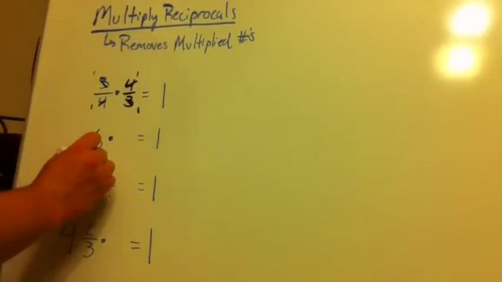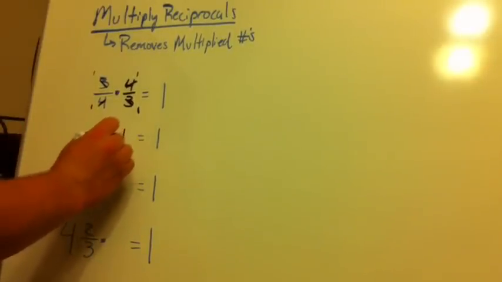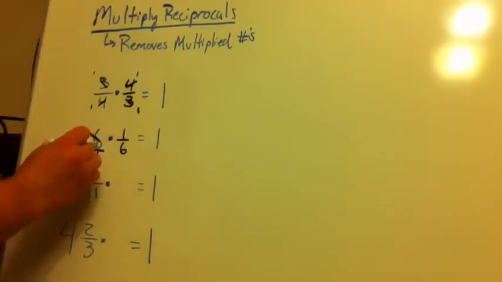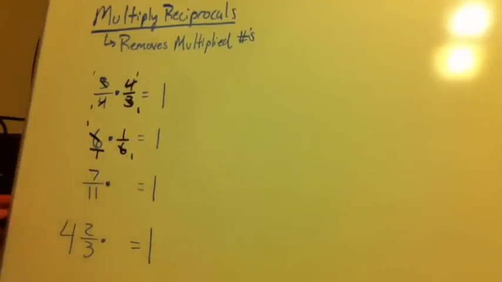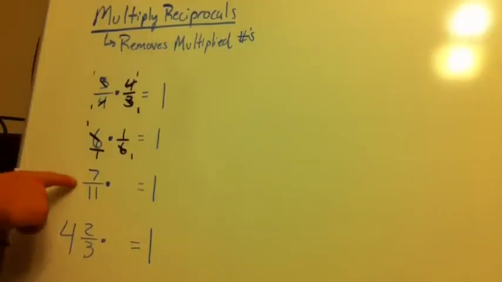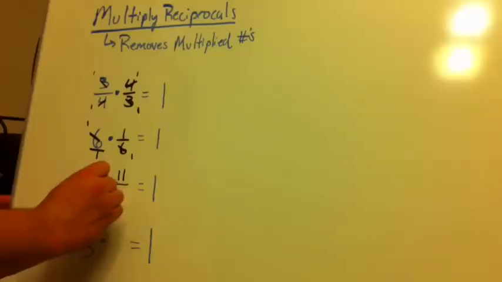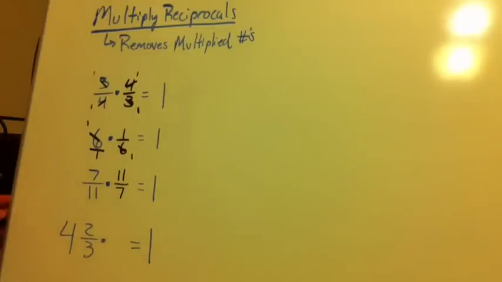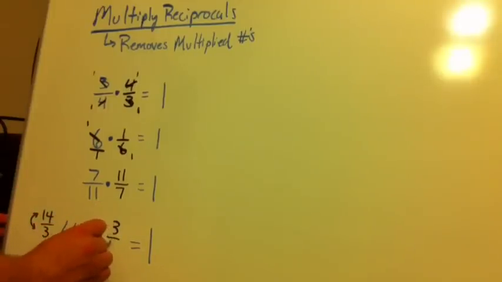The next number is 6. Write 6 as a fraction, which is 6 over 1. What is the reciprocal of 6 over 1? 1 over 6. The 6's cross off, and I'm left with 1. The next fraction, flip it, I end up with 11 over 7. What about a mixed number? It has to be improper first before you can flip it to find its reciprocal. Make it improper first, multiply it by its reciprocal, and I end up with 1.